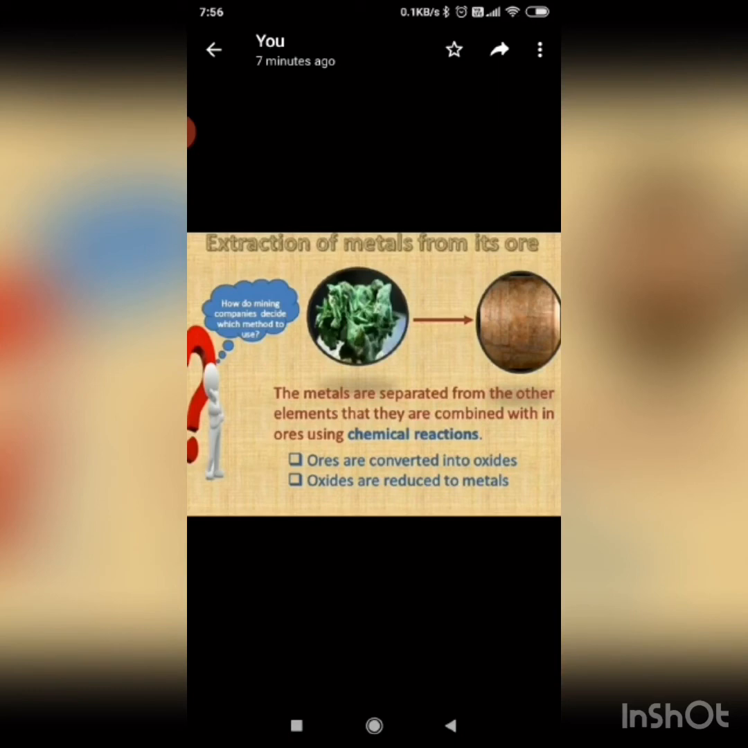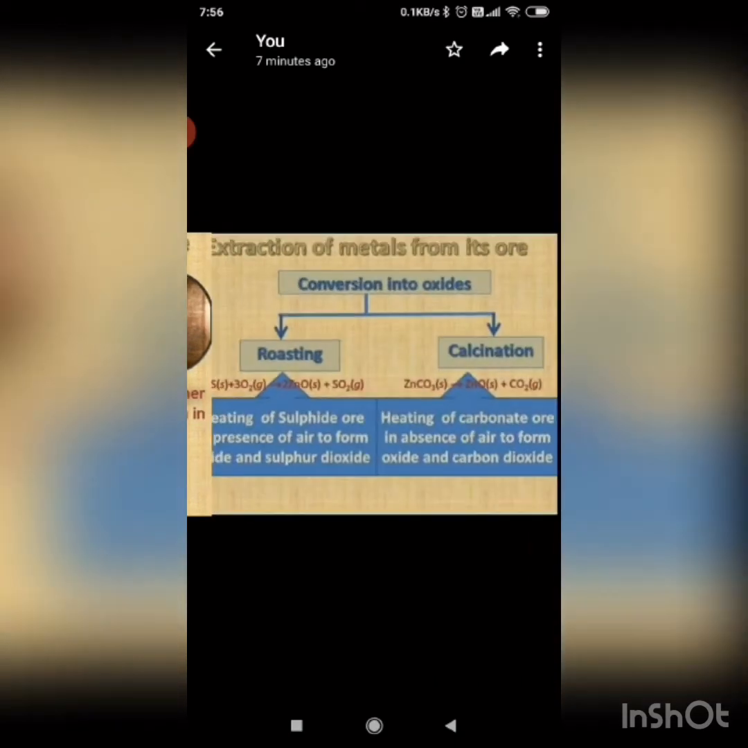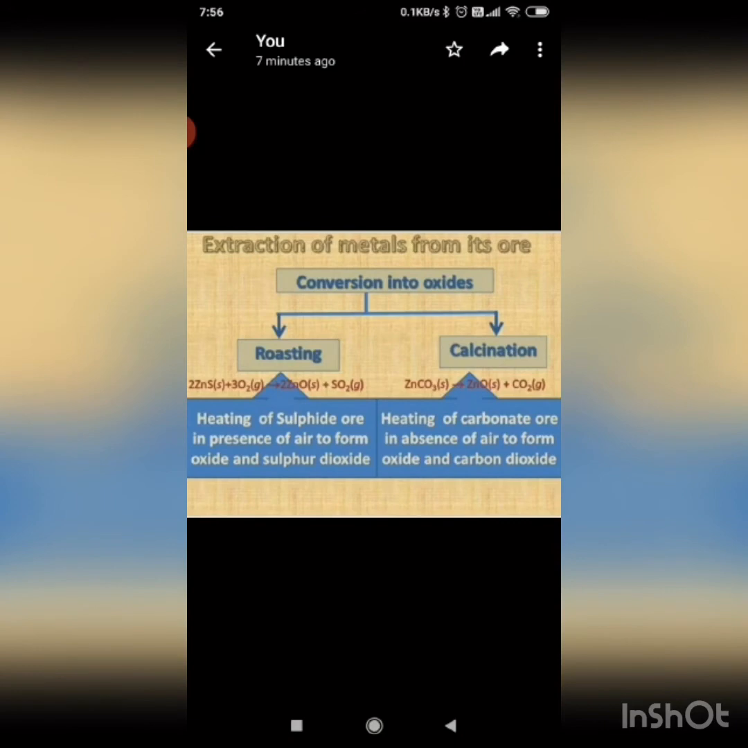For conversion of metal ore into oxide, it is easy to obtain metals from their oxides. So ores found in the form of sulfides and carbonates are first converted to their oxides by the process of roasting and calcination. The oxides of metals so obtained are converted into metals by the process of reduction.